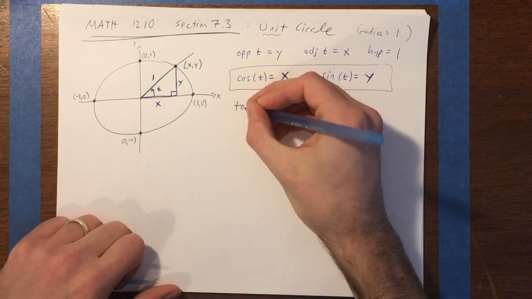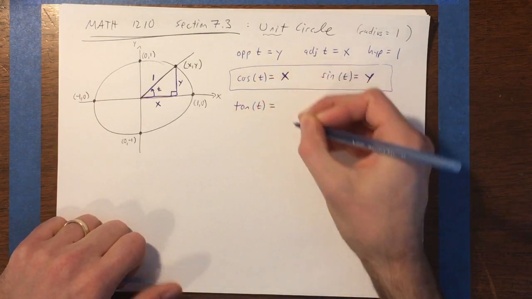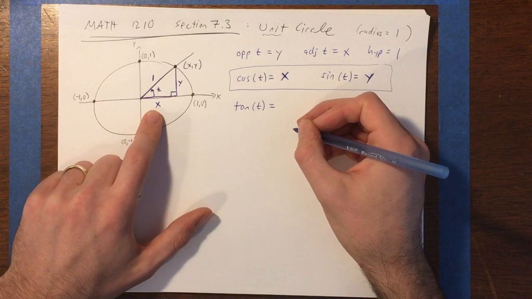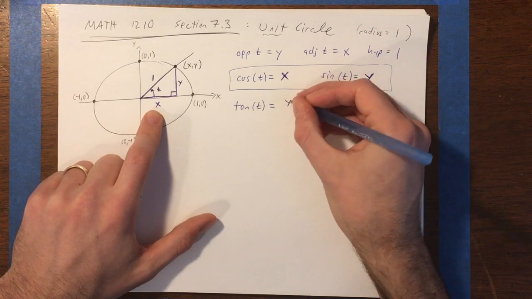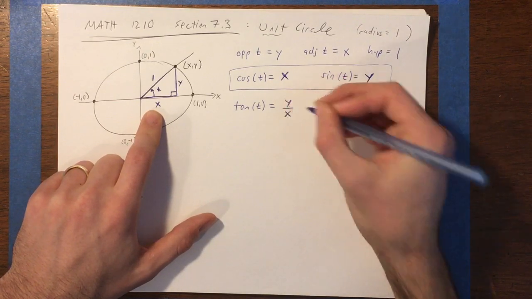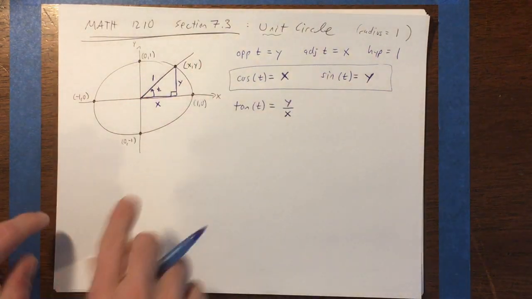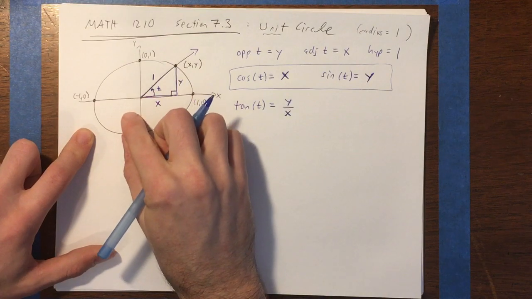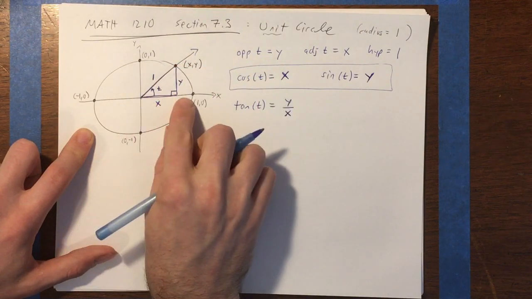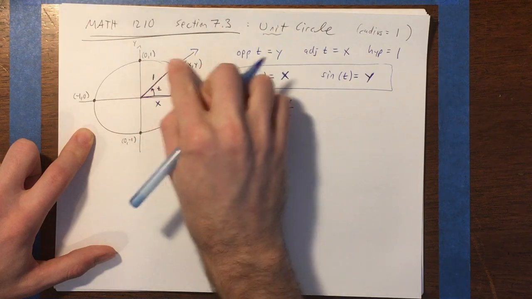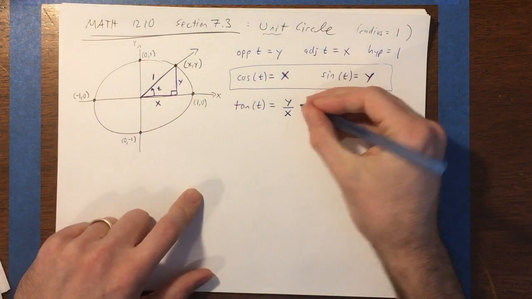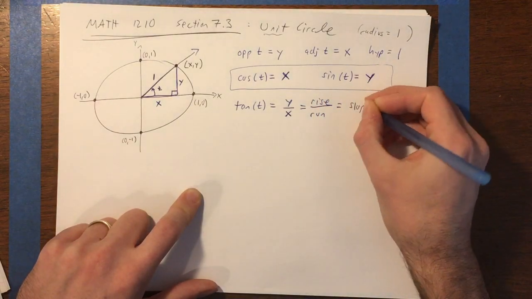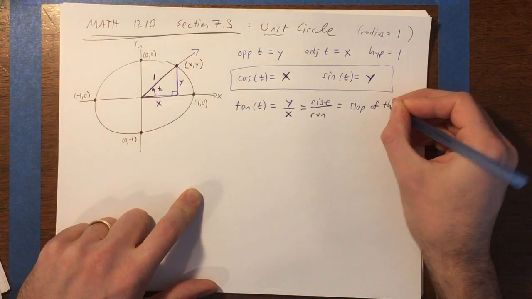Now, if I do this with tangent of t, I'm going to get opposite divided by adjacent. So that's going to be y over x. And that, y over x, for this ray that's coming out here, it goes up by y for every x it goes over. It's a straight line, right? So y is like rise and x is like run. This is rise over run, which can be interpreted then as the slope of the ray.